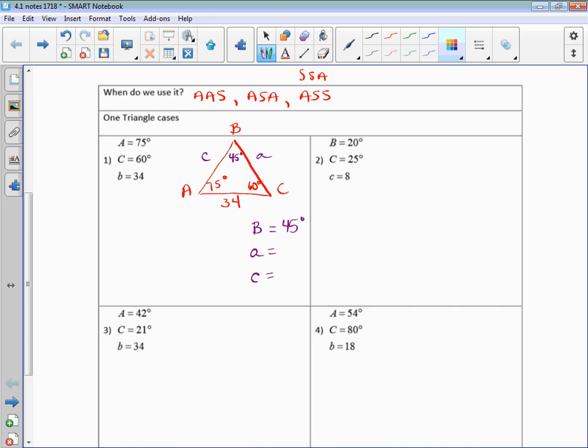So guys, what's the only pair where I know both the angle and the side across from it? B. So I'm definitely going to use that. I'm going to do the sine of 45 over 34 equals, and then you have the choice. What do you want to set up? Okay, so sine of 75 over little a.